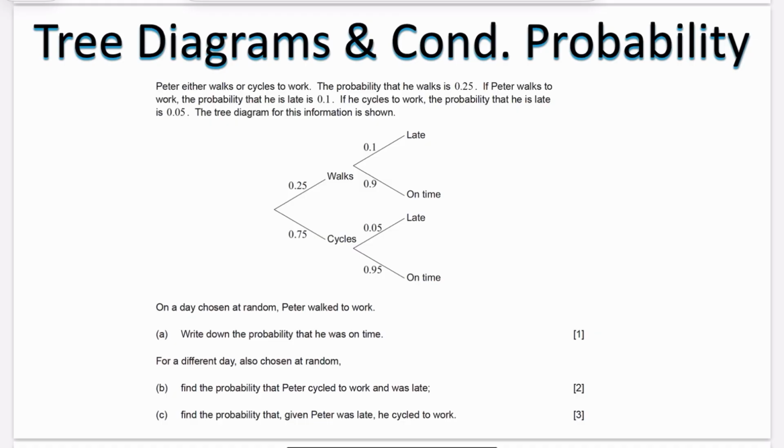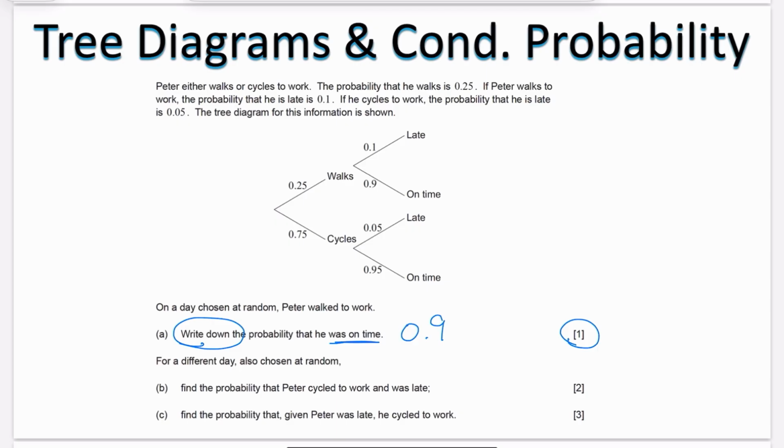On a day chosen at random, Peter walked to work. Write down the probability that he was on time. If we know that Peter walked to work, then we're only looking at this part right here. It says, what is the probability he was on time? The directions say write down, and it is a 1-point question, so it should be easy. If he walks, the probability that he is on time is 0.9.